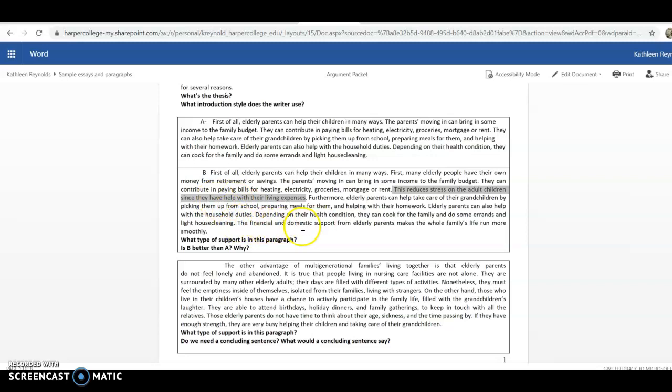It says the financial and domestic support from elderly parents makes the whole family's life run more smoothly. That is a strong concluding sentence. I think from this concluding sentence, you can see that there are two main supporting ideas in this paragraph. Financial, which is highlighted in the part with first, and domestic or household, which is highlighted in the part with furthermore.